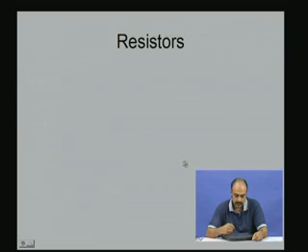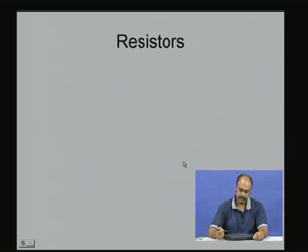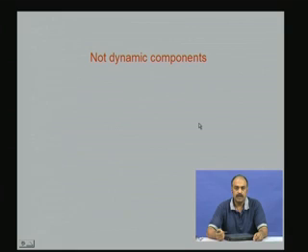So, now let us look at these primary components one by one. The resistors first. What are these resistors? What are the features of these resistors? First of all, it is a non-dynamic or not a dynamic component. What does this mean? It means that it is an algebraic component.